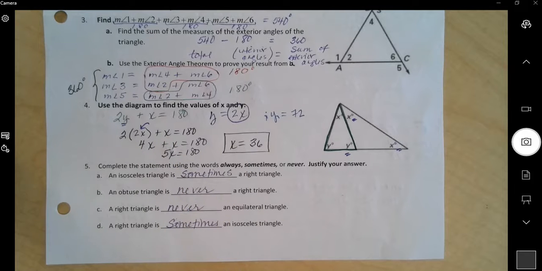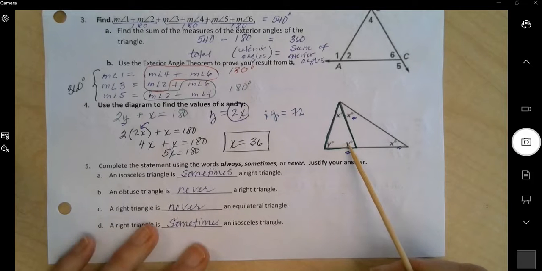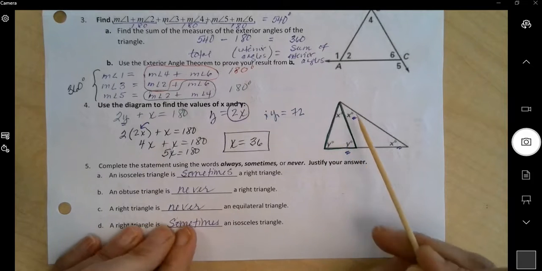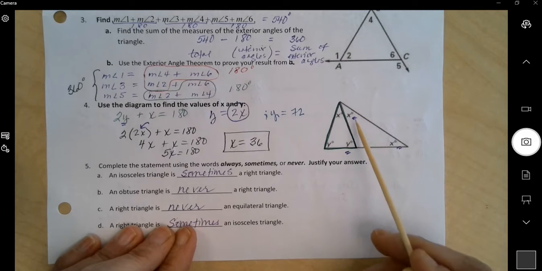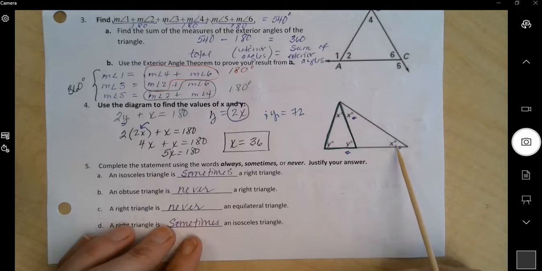That's kind of a cool problem. You're going to see that again. And it's neat how you have those two isosceles triangles next to each other. Go ahead, Rachel. How did you get to y equals 2x again? So this y is an exterior angle with these two remote interior angles. So this y is equal to x plus x because of our exterior angle theorem.